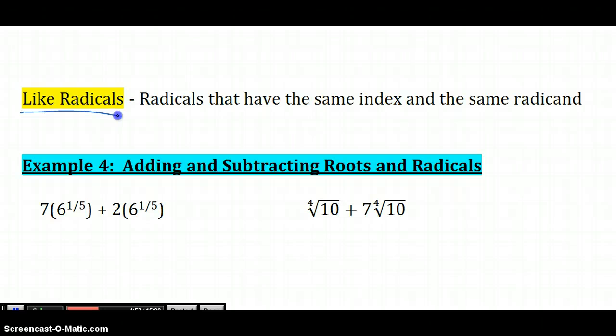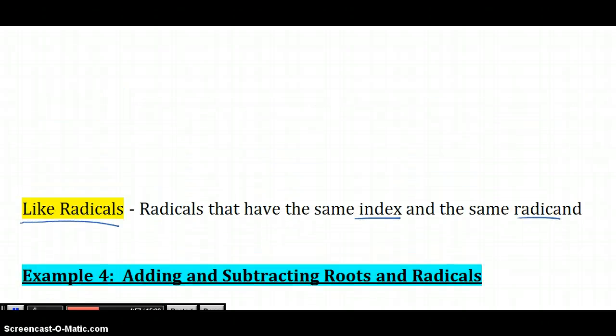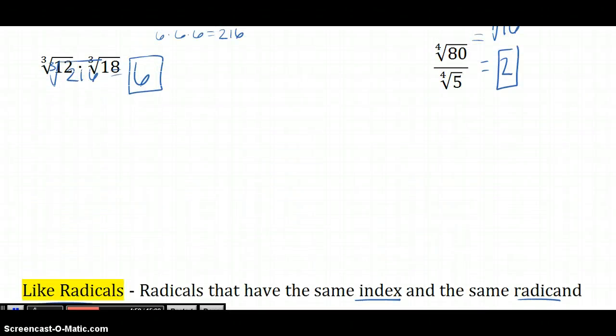Like radicals are radicals that have the same index and the same radicand. So if I scroll up a little bit, the root itself, like this 4 and this 3, is the index, and this is the radicand. And that was a couple chapters ago, so this is just a reminder. So like radicals have the same index and the same radicand.